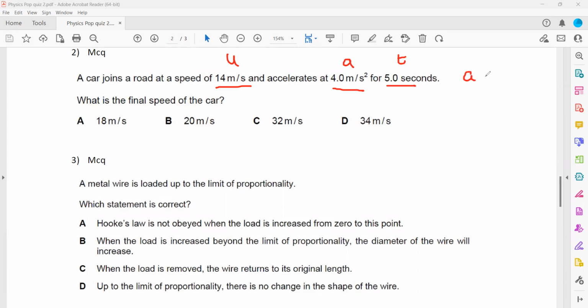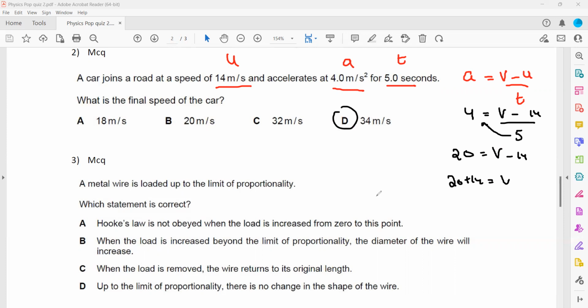What formula will we use? We will use the formula that acceleration is the change in velocity divided by time. The acceleration of the car is 4. The final speed we don't know. The initial speed is 14 and the time interval is 5. So this 5 is divided, on the other side it will be multiplied. So 4 multiplied by 5 will be 20. So 20 equals V minus 14. Then 14 is subtracted here, on the other side it will be added. So 20 plus 14 is equal to V, which is 34. So option D will be the right answer.